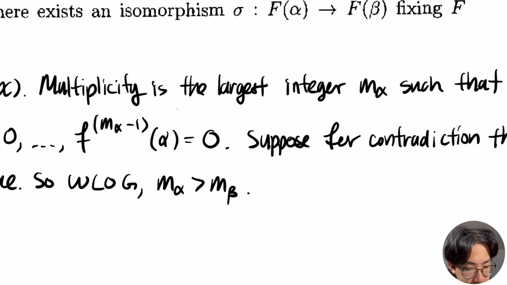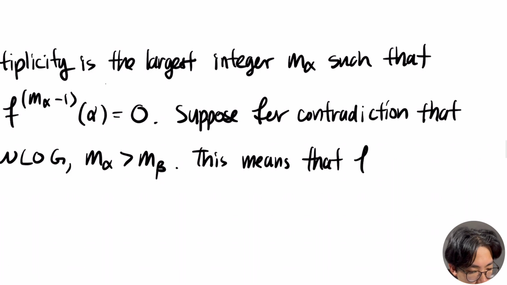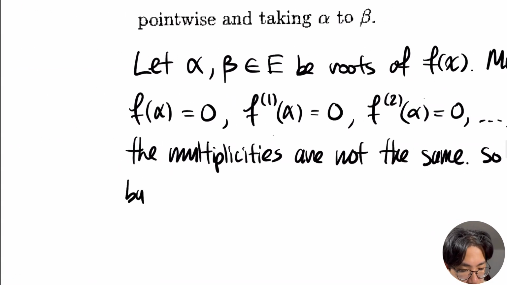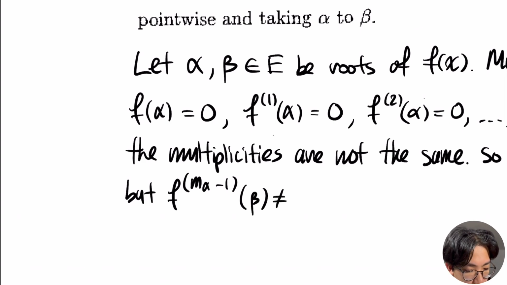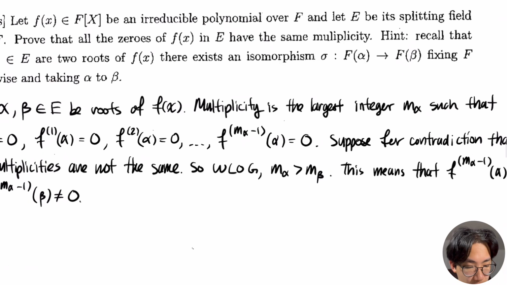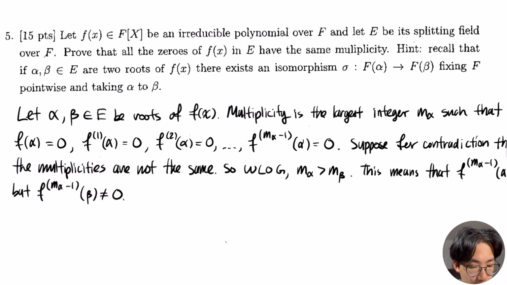So what we have here means that the (m sub alpha minus 1)th derivative of f evaluated at alpha is equal to 0, but the (m sub alpha minus 1)th derivative evaluated at beta is not equal to 0, right? This directly follows from our definition of multiplicity, and we're going to work towards finding some kind of contradiction here so that we can conclude that this assumption that they're different was indeed false, so they must be the same.